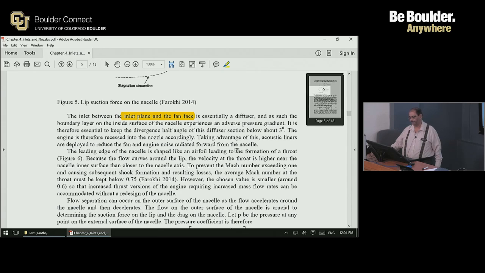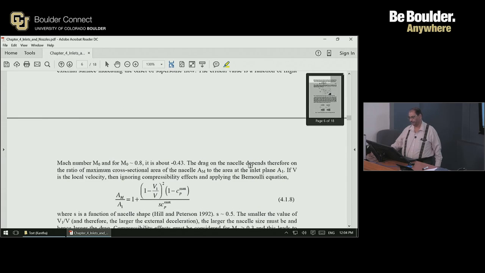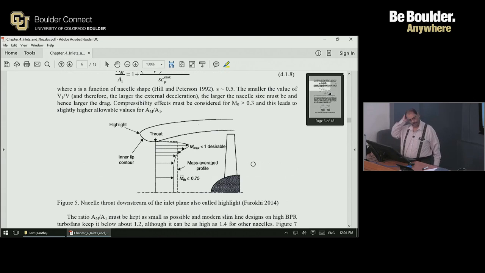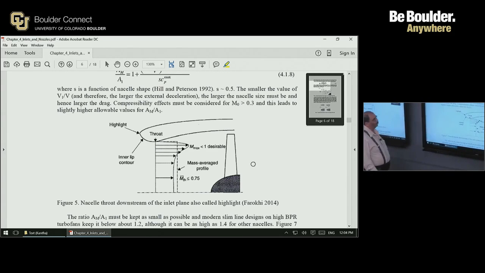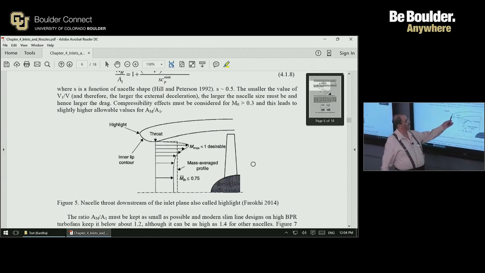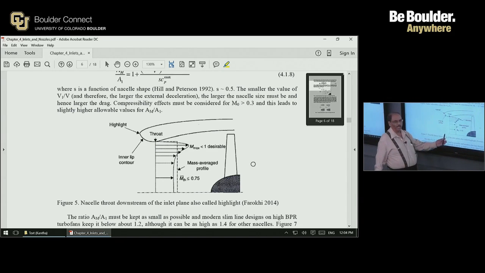Now, if you look at this sketch, this point is known as the highlight. So this is where A1 is measured. We keep talking about A1, the lip of the inlet. Now, obviously, there's a throat, and then, of course, a diffuser. Now, this is subsonic flow. The flow coming in is subsonic.